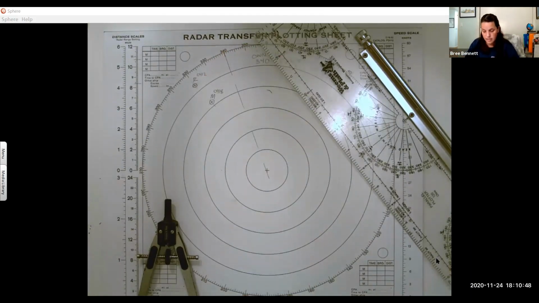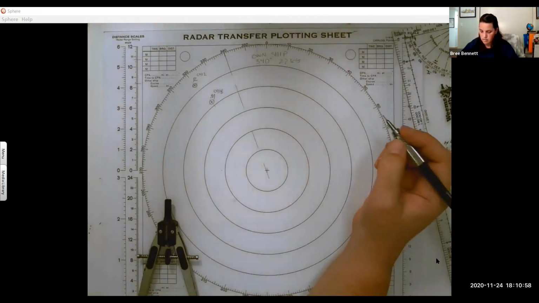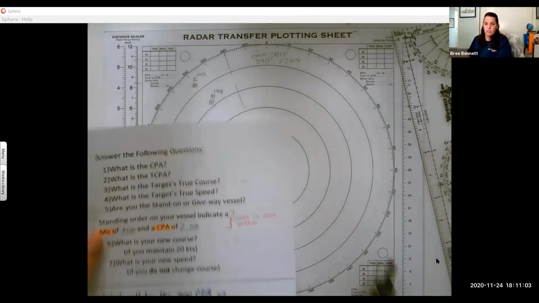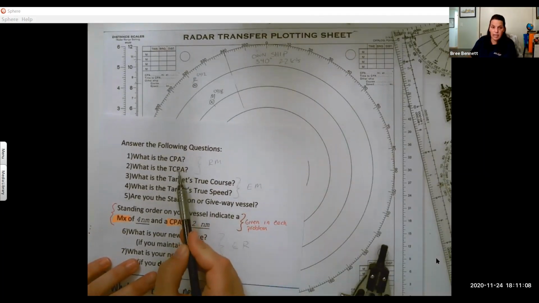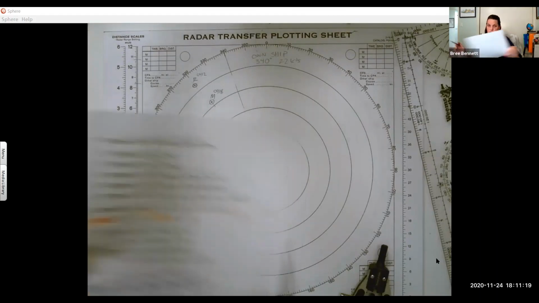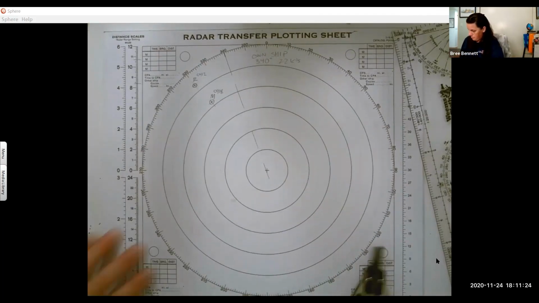If both your ship and the contact maintain course and speed, determine the following. Then it tells us, well, I guess, what happened to this paper? So when I'm looking at this paper, I want to find what is the CPA and TCPA, what is the target's true course, target's true speed, and are we the stand-on or give-way vessel? So that's what we're going to work on. So I'm going to scoot over a little bit here.